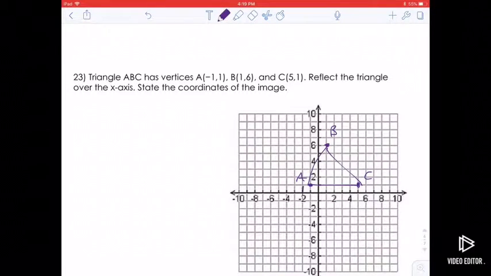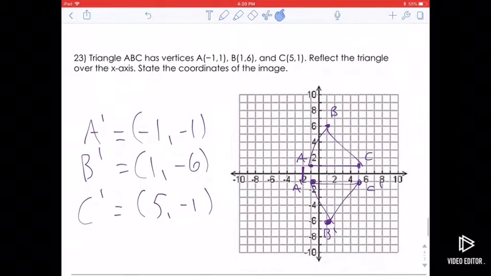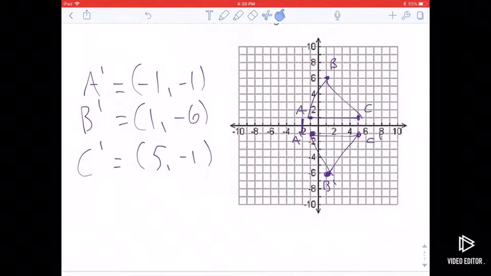So a reflection here, I'm going to see these are equidistant from the x-axis. So A prime is going to be here. B prime, it's 6 units away from there, so it's going to be 6 units away from here. And C is 1 unit away, so it's going to be 1 unit away here. So the new triangle, A prime is going to be -1, -1. B prime is going to be 1, -6. And C prime is going to be 5, -1. Reflections preserve distance and angle measure, so congruent triangles there.